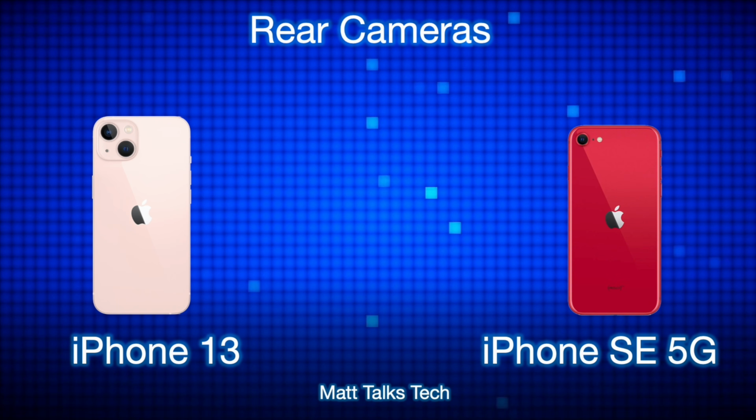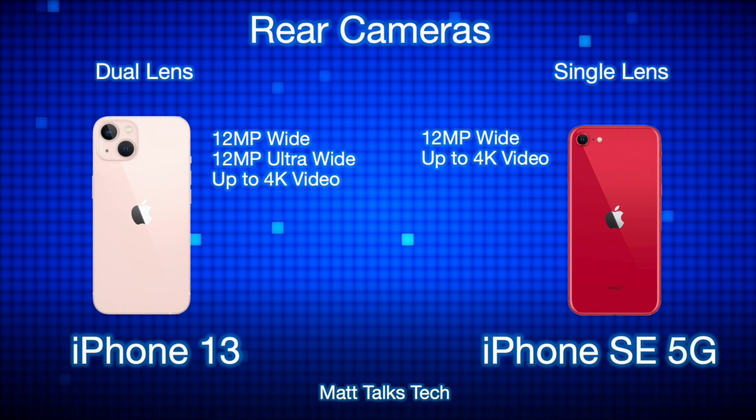But for the rear cameras, things are very different between both of these phones. For the iPhone 13, you get a 12 megapixel wide and a 12 megapixel ultra wide, and you can record up to 4K on this iPhone 13, so it's a dual lens phone. But on the iPhone SE, as it's retaining basically the same camera inside it, you get a 12 megapixel wide and up to 4K video as well. But do remember, you do have that A15 chipset inside the iPhone SE, so anything you take on that little single lens on the back, it's going to be far better than what you got with the A13.